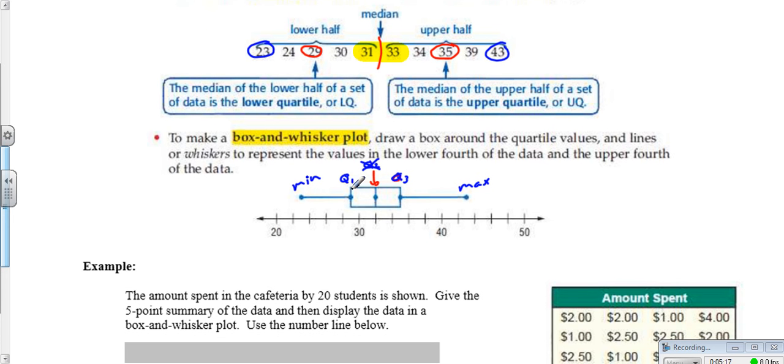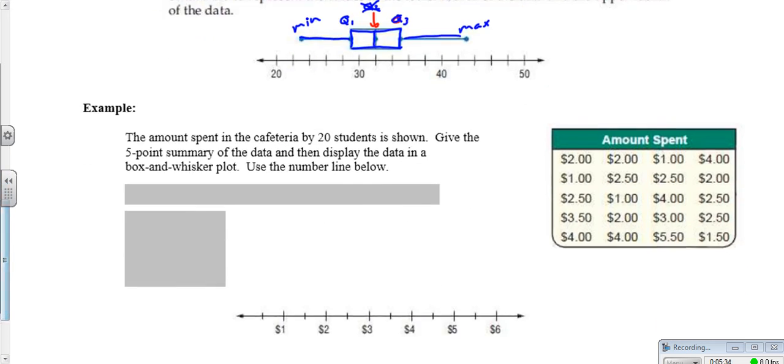So the box is where your quartiles are, and then you connect them with the box. Your median is a line in the middle, and then these are your whiskers. Whisker 1, whisker 2. So let's look at an example.